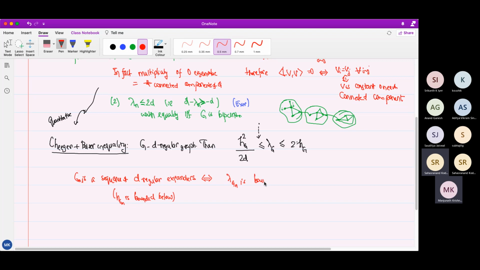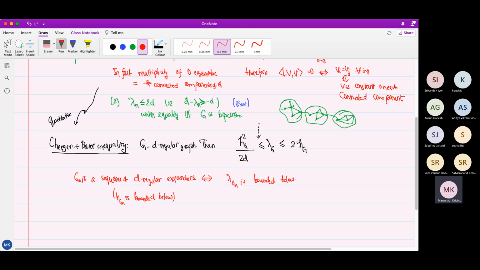Sir, the theorem statement doesn't have expanders, right? The theorem statement doesn't have expanders. It is for any graph. This is completely general. There is nothing about expanders here. It is a relationship between the expansion coefficient of a graph and the second eigenvalue.